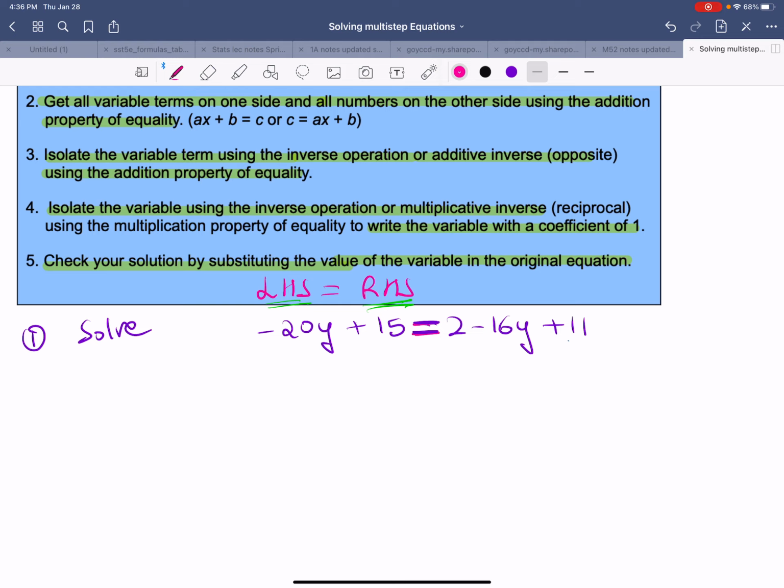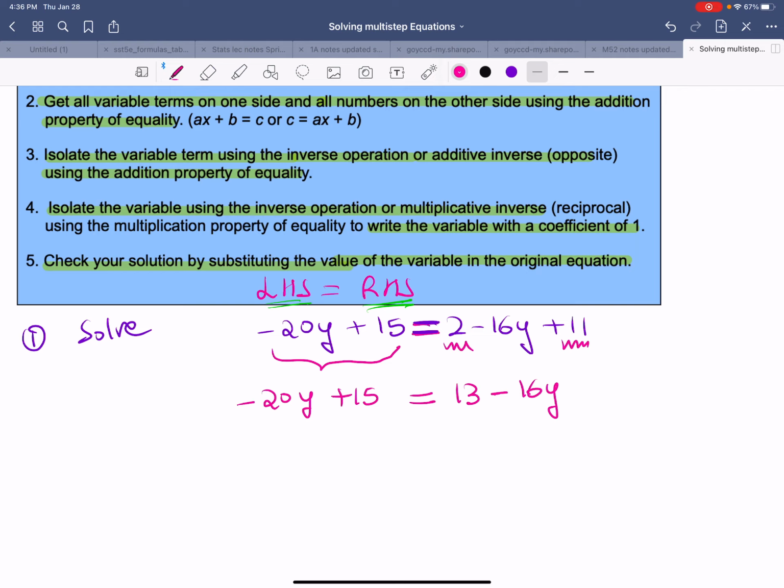Okay, let's examine the left-hand side and see if there are any like terms that I need to combine. Looks like there are no like terms on the left-hand side, but on the right-hand side I have two like terms, 2 and 11. They both are like terms because they don't have any variable next to them. So 2 plus 11 is 13, take away 16y. And now the next step, I need to bring variables to one side. So you get to decide whichever side you want to take the variables to. You can take them to the left-hand side or to the right-hand side.